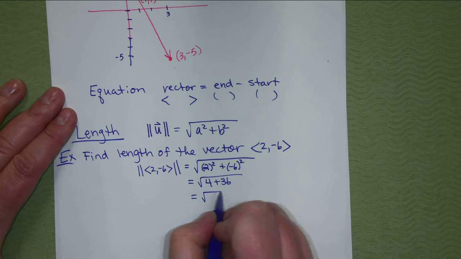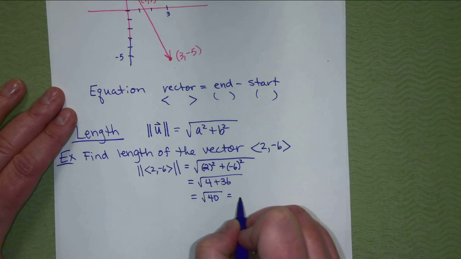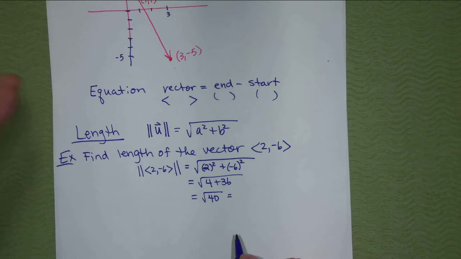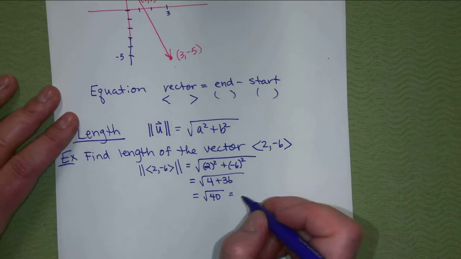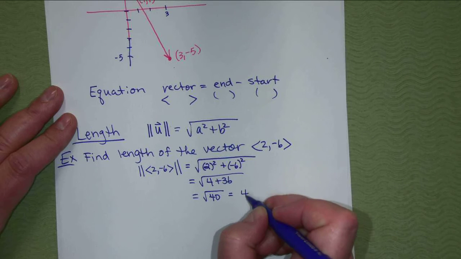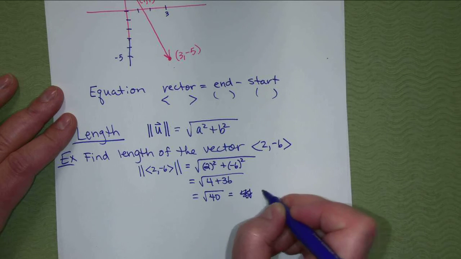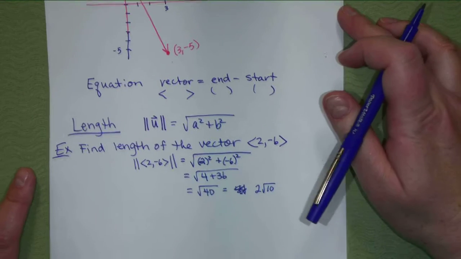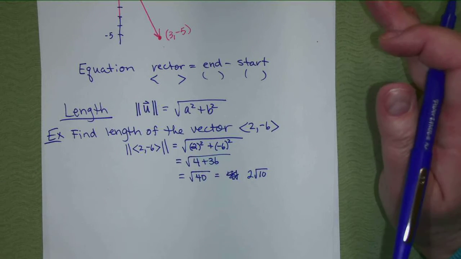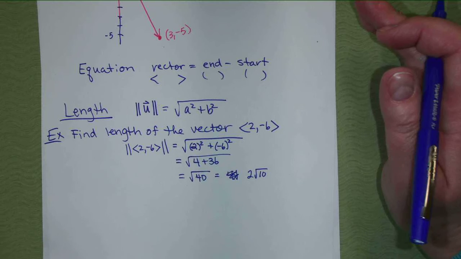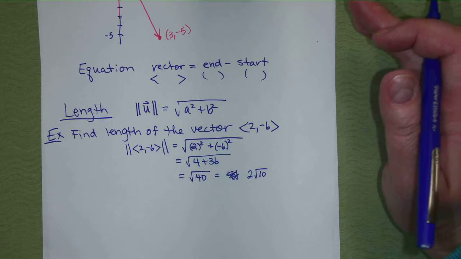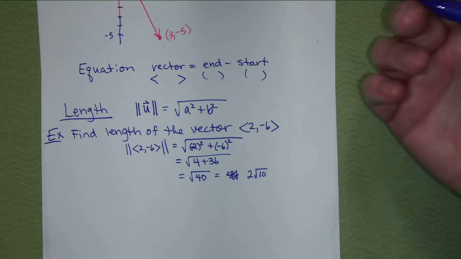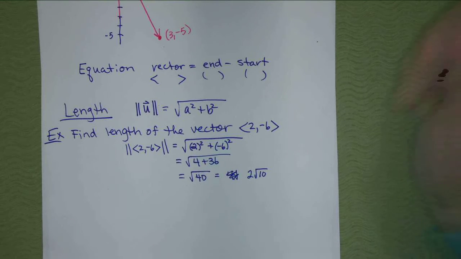So I mean, if you had a calculator, you could see what that is exactly. It's 6 point something. Oh, sorry, 2 root 10, if you want. So square root of 40. Square root of 49 is 7, square root of 36 is 6, so it's somewhere in between 6 and 7. That's the length. If you were to measure it with a ruler, that would be the length, if it was in centimeters.